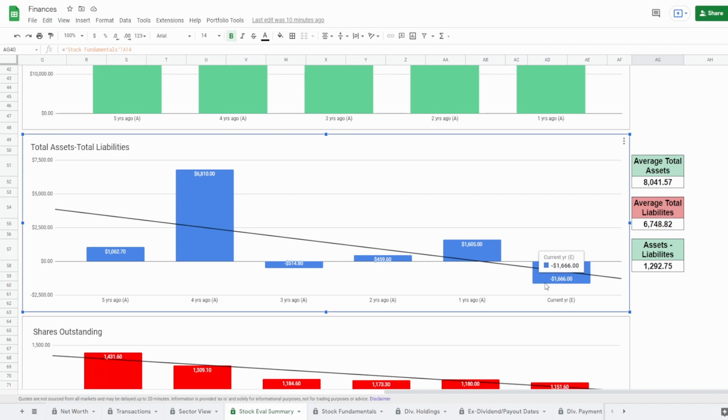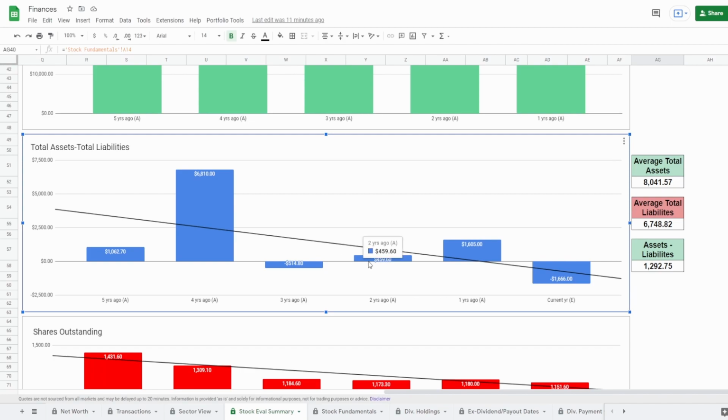And currently, well, they're in the red by $1.7 billion, which is really, really bad to see. And not just that, guys, they have been cutting this total assets minus total liabilities margin pretty close throughout the past several years. Actually, the 1 year which this wasn't an issue was 4 years ago, where they had an extra $6.8 billion. Aside from that, 5 years ago it was $1 billion, 3 years ago it was negative $514 million, so they were underwater 3 years ago.